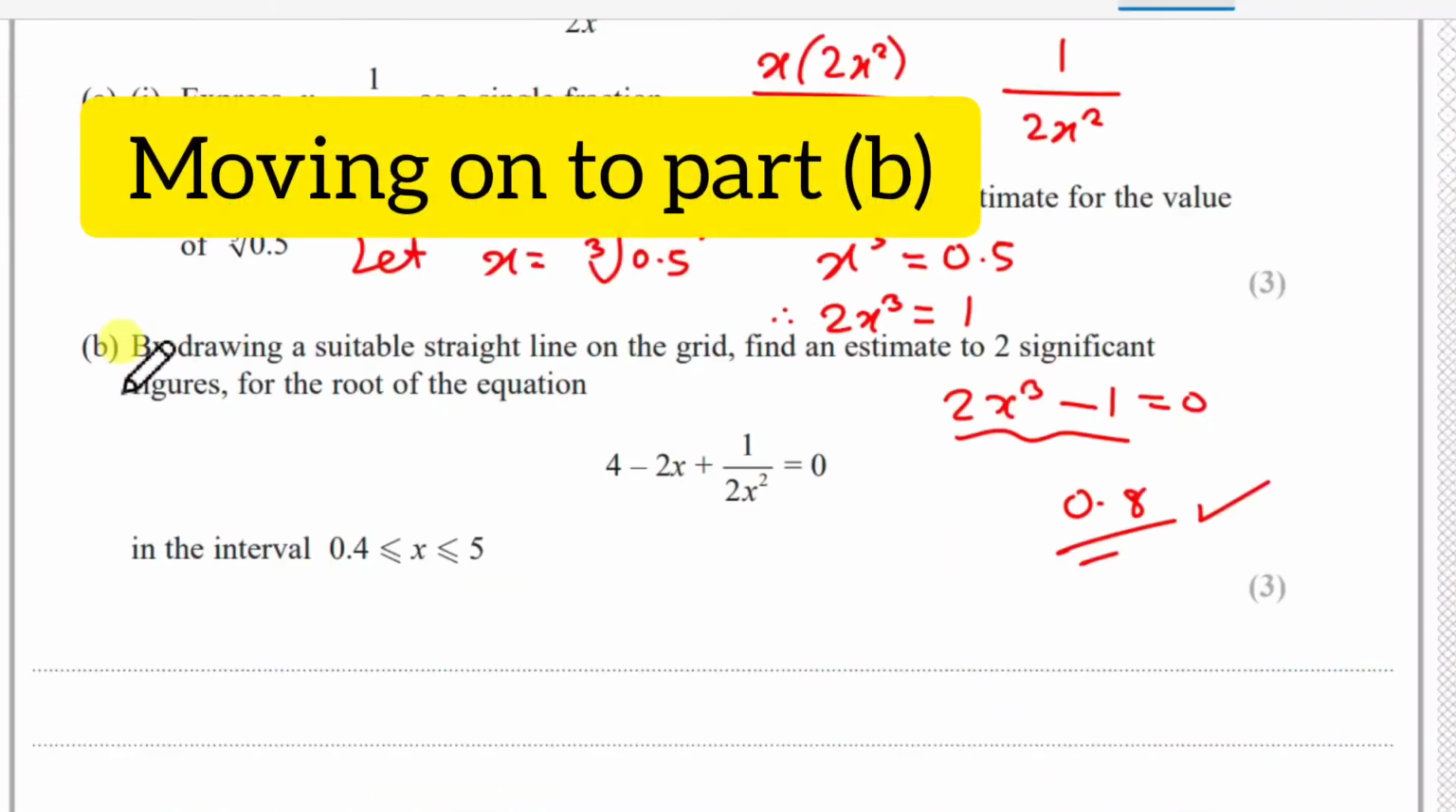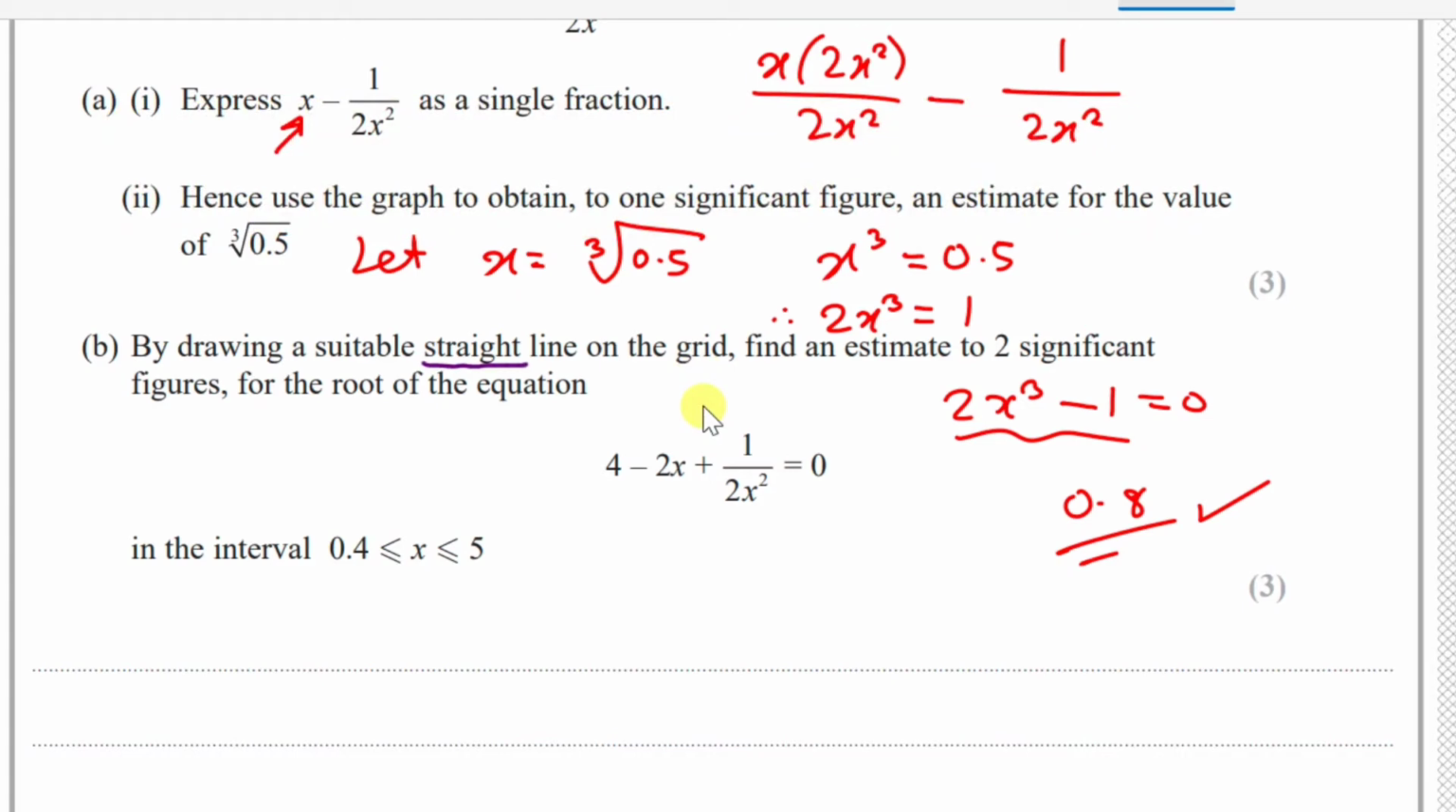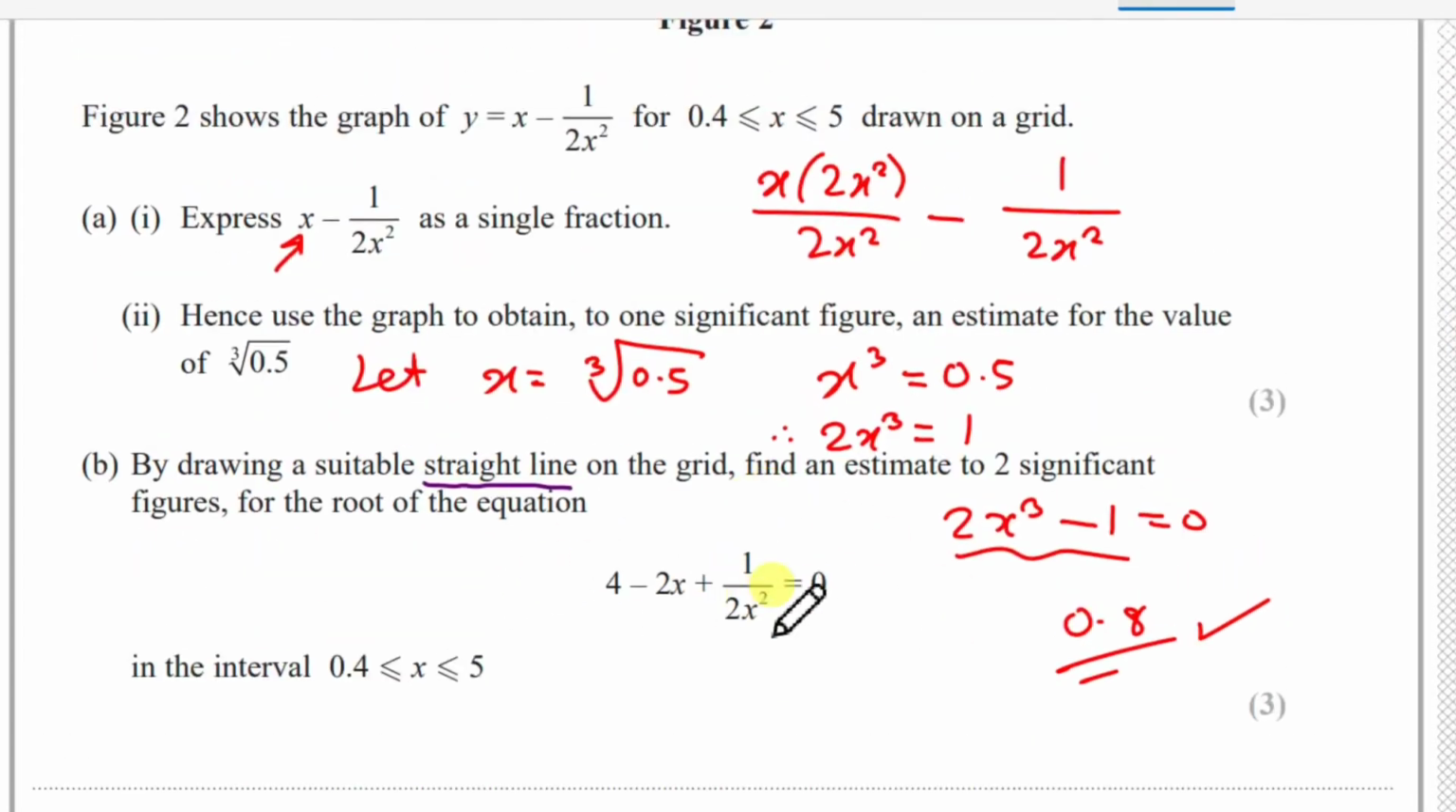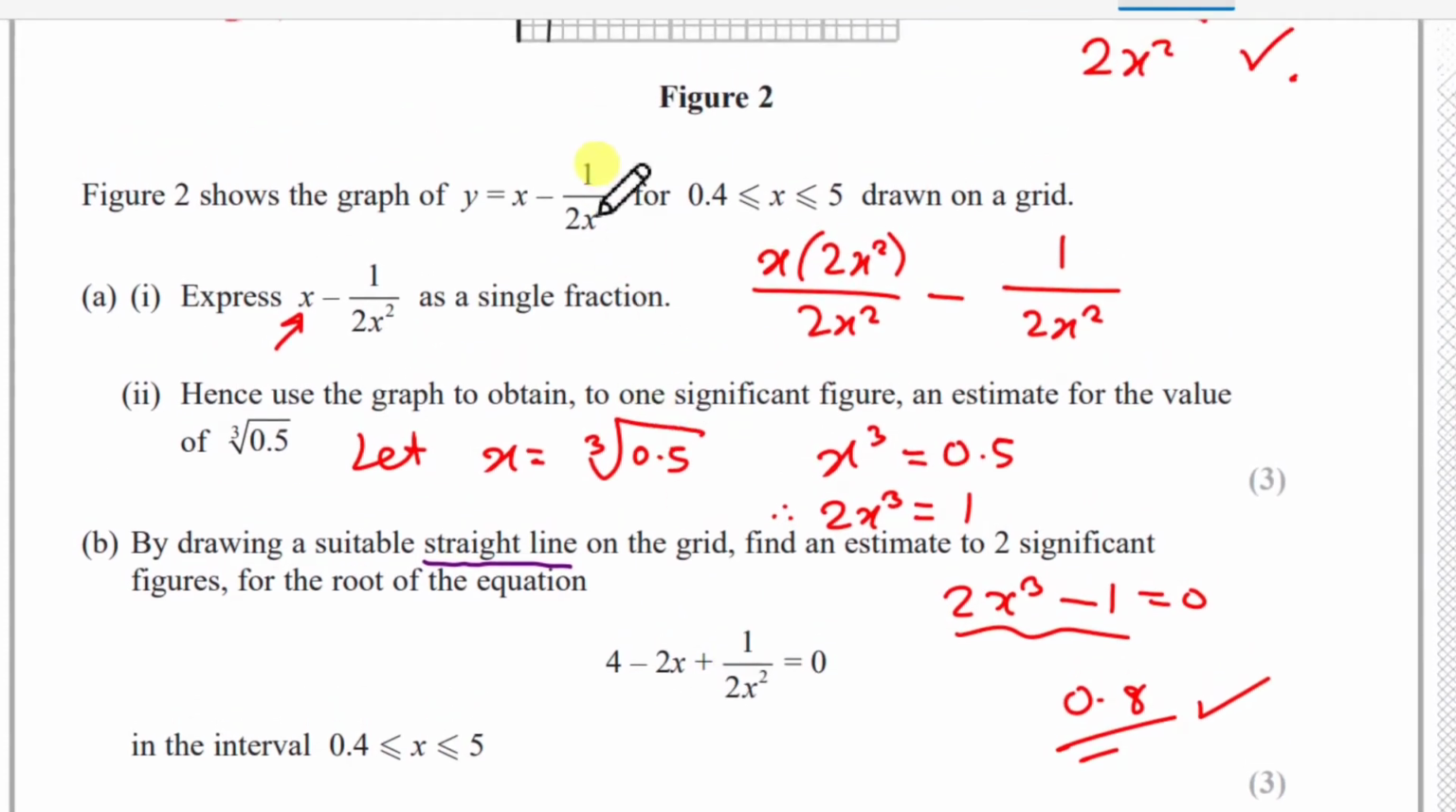It says, by drawing a suitable straight line on the grid, so they've actually gave us a hint what straight line we're going to draw, find an estimate to two significant figures for the root of the following equation for the same interval. Now, at first glance, we need to firstly recognize, does this look familiar? And if you look back at the earlier question, you can say yes. It looks like y equals x minus 1 over 2x squared. We just need to show it.